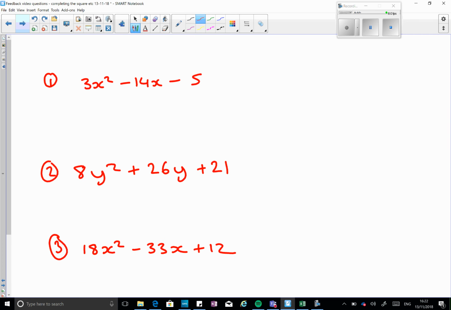So you can be confident that you've got all of your marks in that particular question. So here are 3 questions that I would like you to have a go at, please. Can you try and factorize these quadratic expressions?